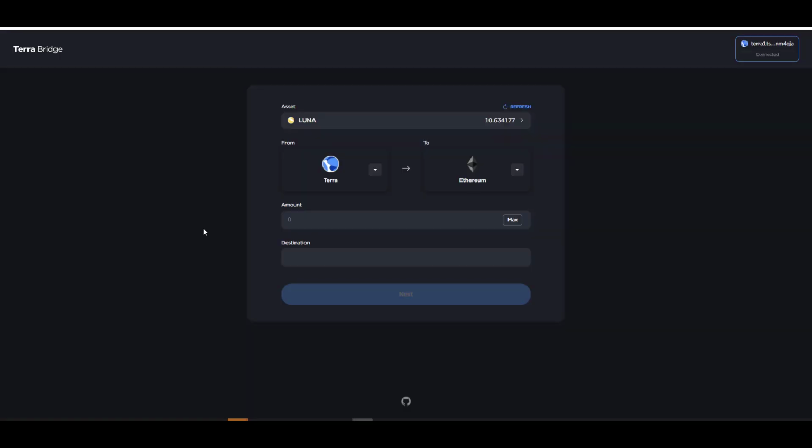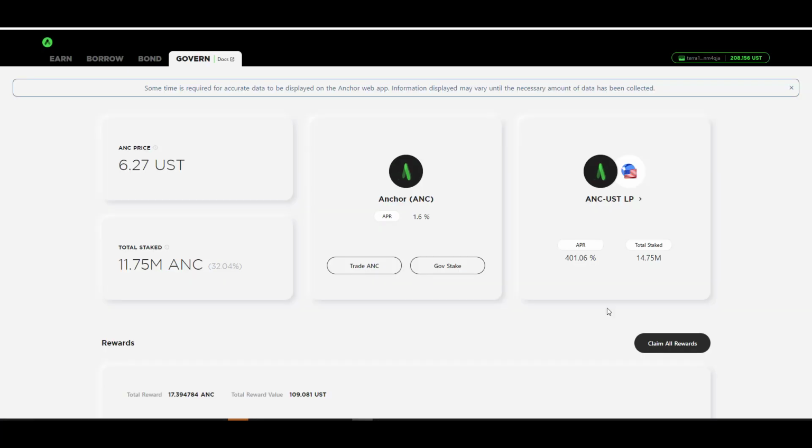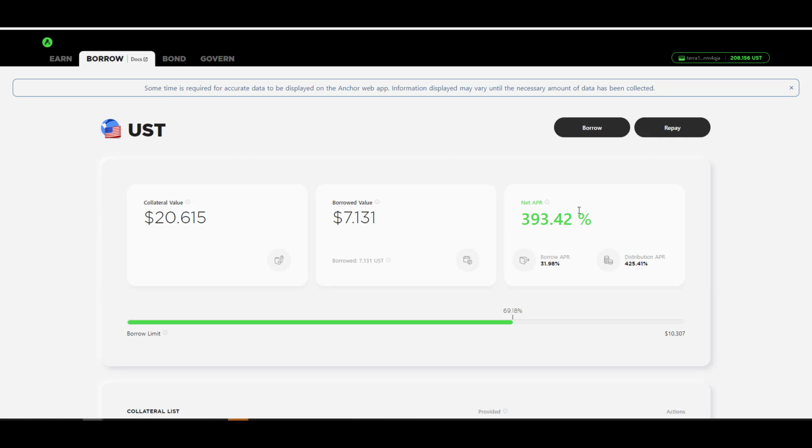And while I was recording this video, I noticed that the Terra Bridge just got released. This is going to make it a lot easier for capital from Ethereum, Binance Chain, and other chains to flow into the Terra network. And that capital is definitely coming in, because look at the rates that you get for being an LP in this pool and the rate you get for borrowing UST.